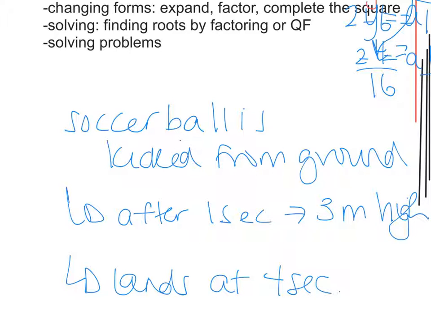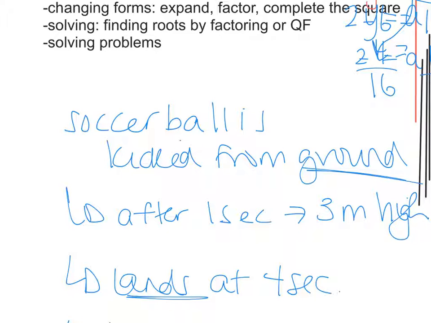So what information do we have? Kicked from the ground means that it starts off at 0, 0. When time is 0, the height is also 0. So that's one of the roots. If it lands at 4 seconds, this is the other x-intercept, 4, 0. So we have both of the roots. Both of these are x-intercepts, which means we're probably going to choose factored form as a method of solving.